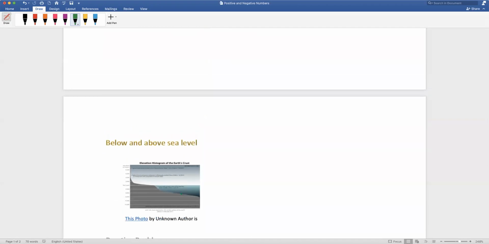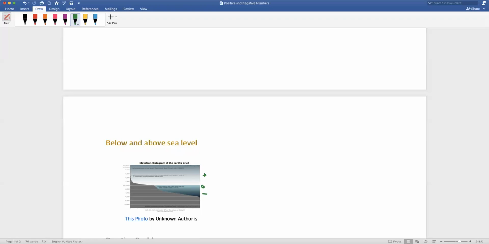Below and above sea level. So this sea level would be counted as 0, and that below it would be negative, and above it would be positive. So for example, if you're hiking up a mountain and you're 200 feet above sea level, how would you know if it's negative or positive?